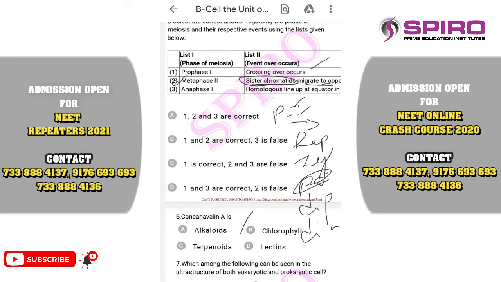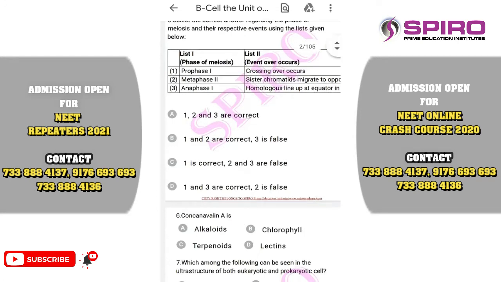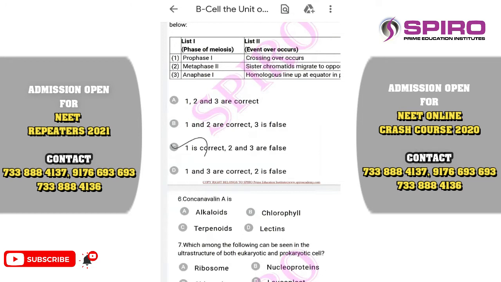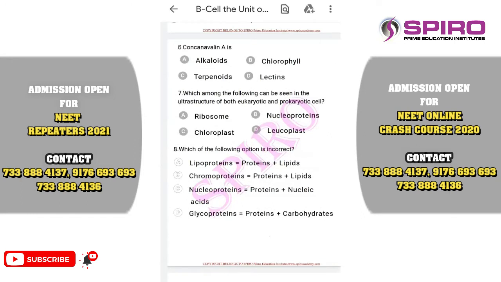Third, anaphase 1, the homologous chromosome line up at the equator. So I cannot answer this question because the question is incomplete here. So according to this here, statement 1 is correct, but the statement 2 is wrong, okay? So I think the correct answer should be option 3. But I don't know about this particular statement, it is not clearly given. So proceeding to the next question, dear students. Concanavalin A. So this is the question for biomolecules.